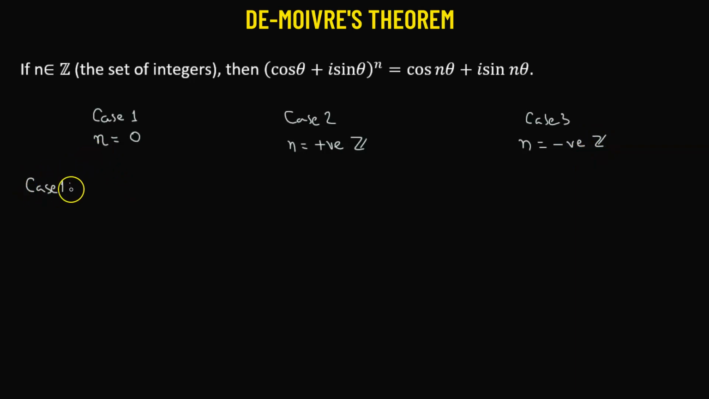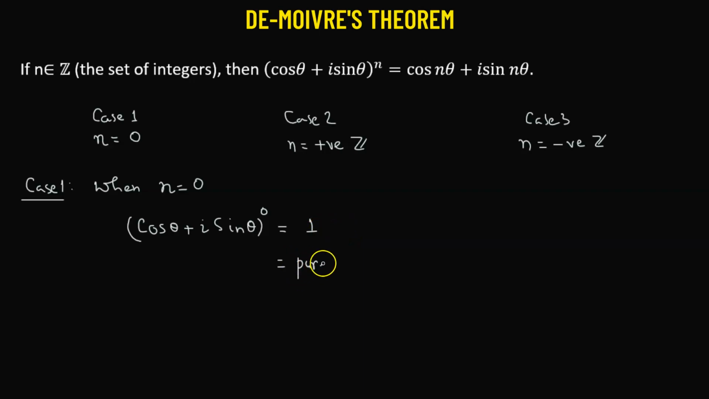In case number one, we begin by considering when our n value is 0. So in this case, (cos θ + i sin θ), where i is iota, the imaginary number, raised to the power of n, and our n value equals 0, is going to be equal to 1. Now 1 is a purely real number. There is no imaginary part here. So since there is no imaginary part, our 1 can also be represented as 1 + i·0. That means the imaginary part is 0.